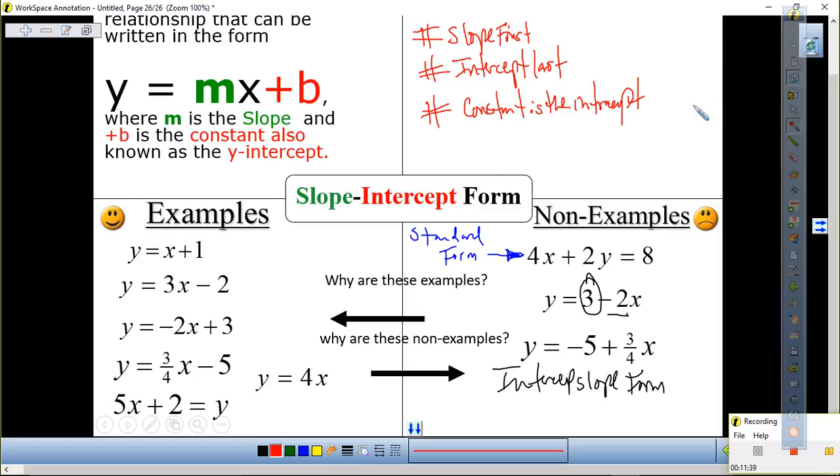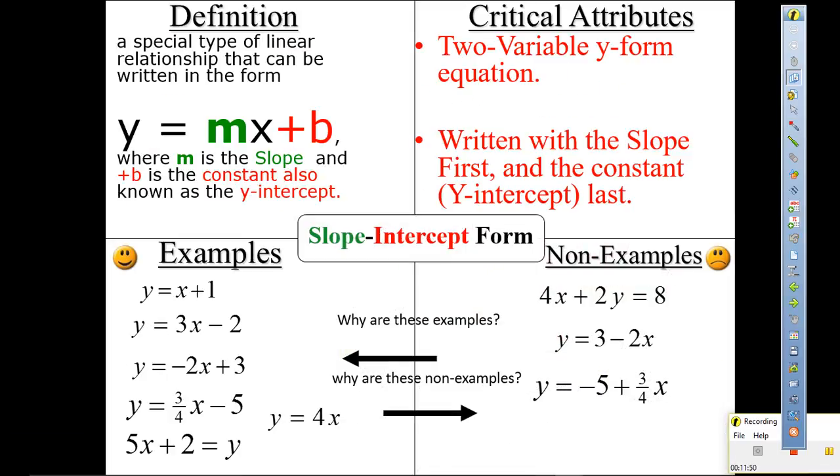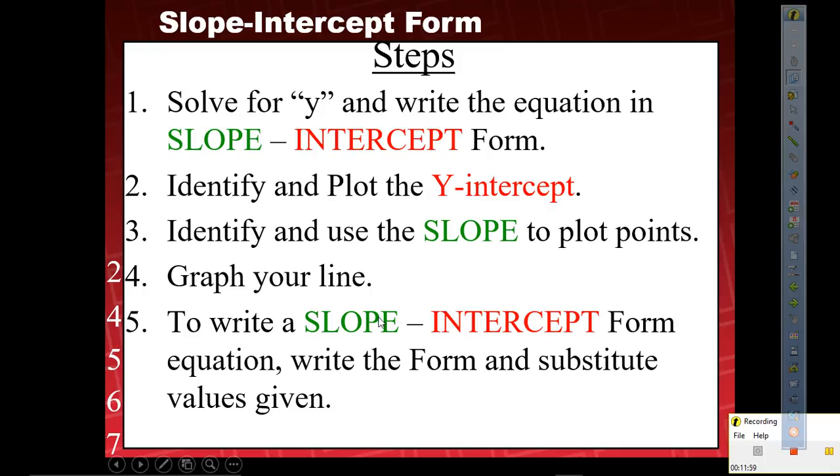Let's go to steps. Copy these steps down, please. Actually, just copy step number 1. We're short on time, and I just want to make sure we get through some examples. Step 1 says, solve for y and write the equation in slope-intercept form. And the rest of the process I'm going to show you in a little bit. Copy that, please.